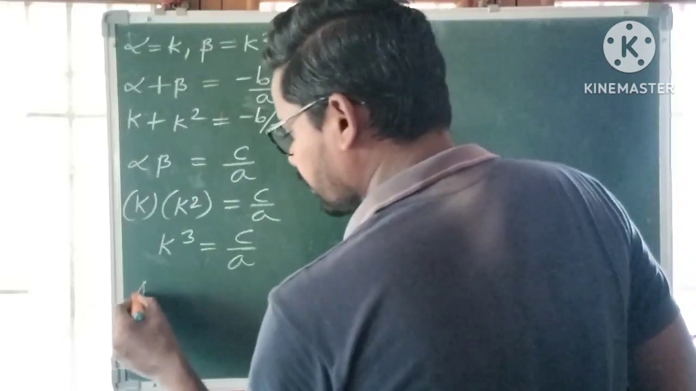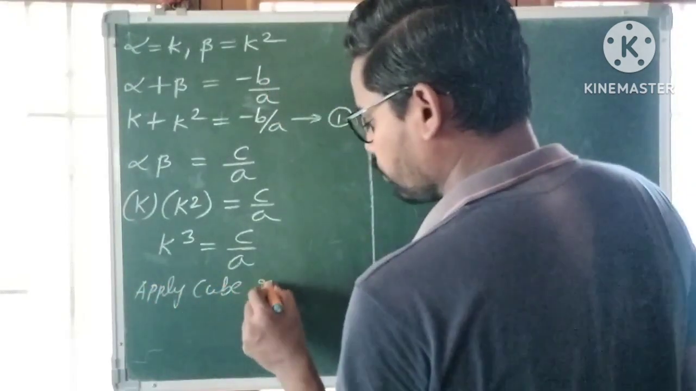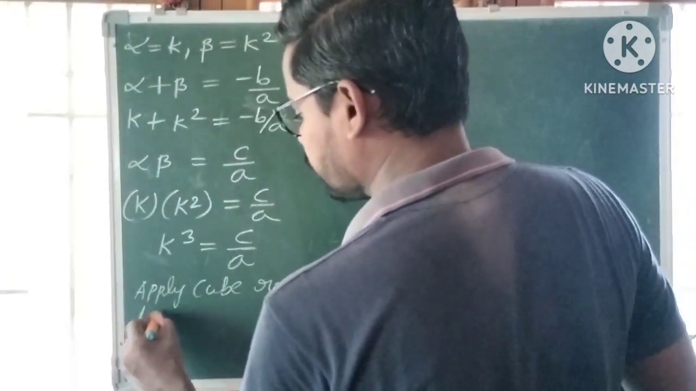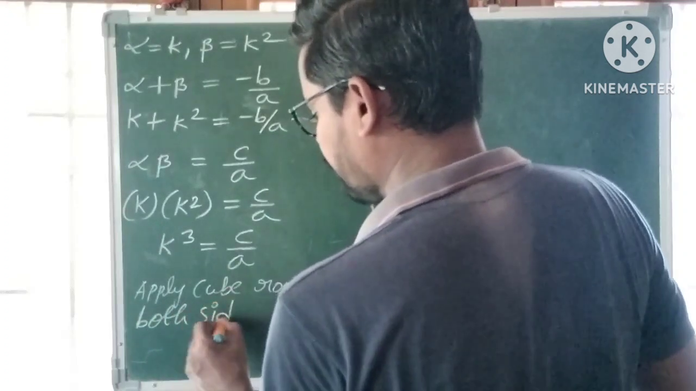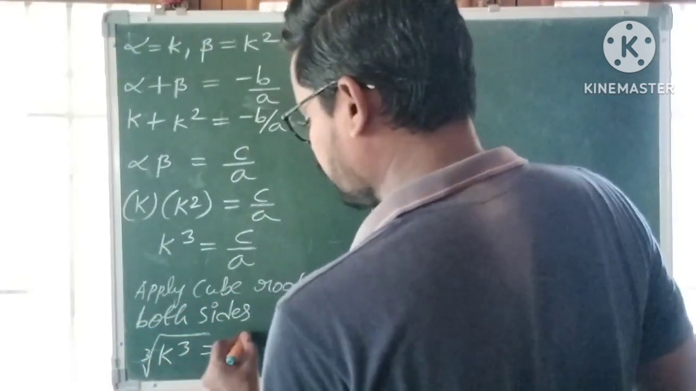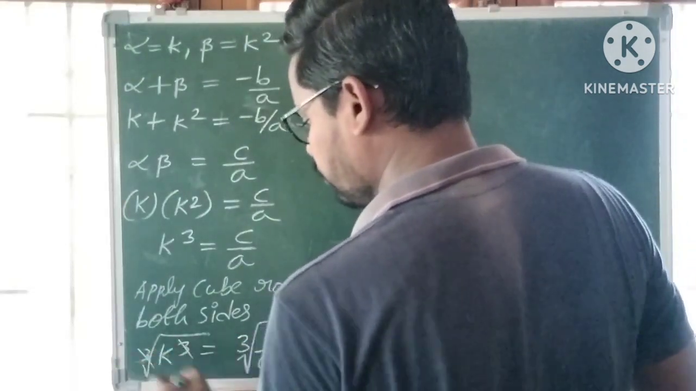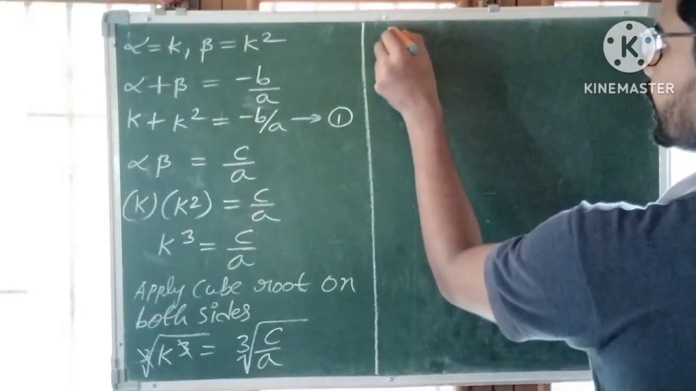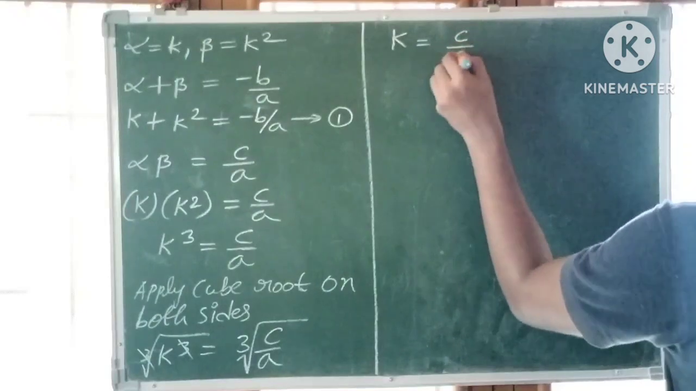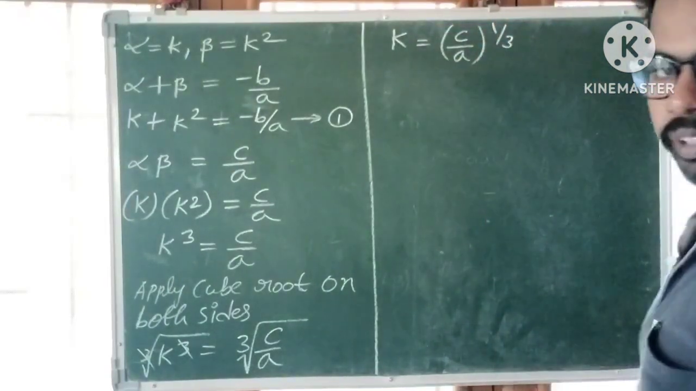Now apply cube root on both sides. So cube root of k cube is equal to cube root of c by a. The cube root gets cancelled. So you will get k is equal to cube root of c by a, which can be rewritten as c by a whole power 1 by 3. Cube root means power 1 by 3.